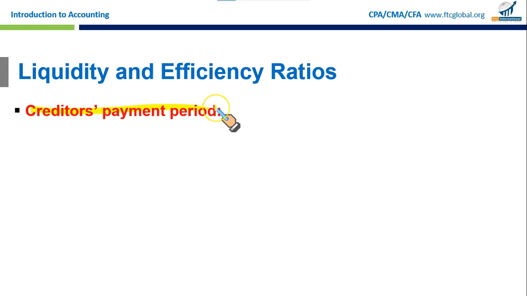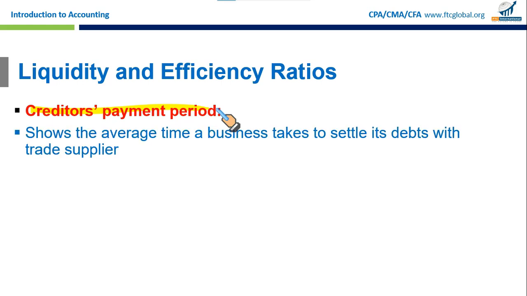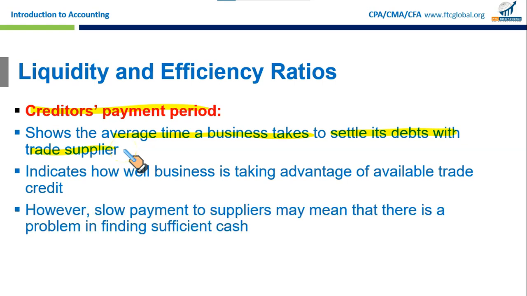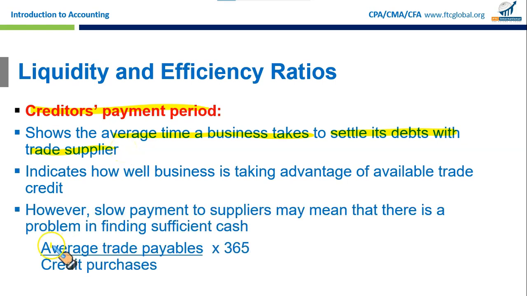That is the average payment period. Just like how many days do you take to collect money from your average account receivable, it's like how many days do you take to pay your average account payable. So the idea is similar but in the opposite direction. It shows you the average time, number of days a business takes to settle its debt with its trade suppliers, right? And this is how we calculate: average trade payables upon credit purchases times 365. Same thing.